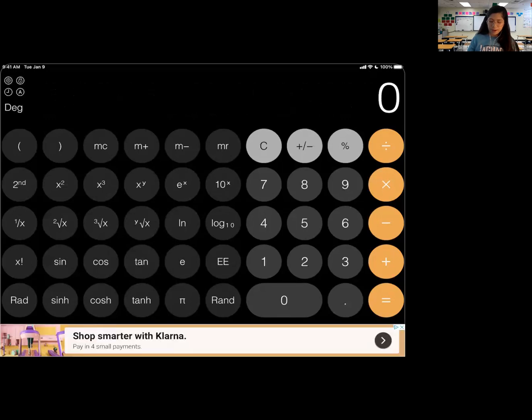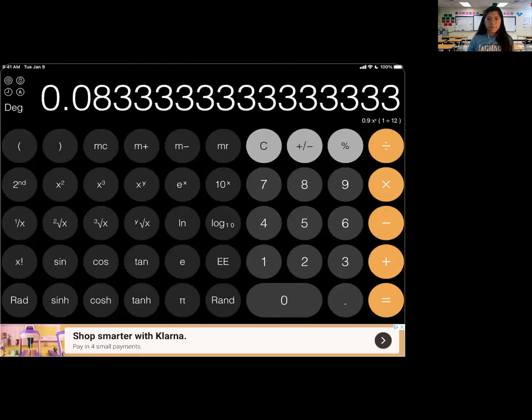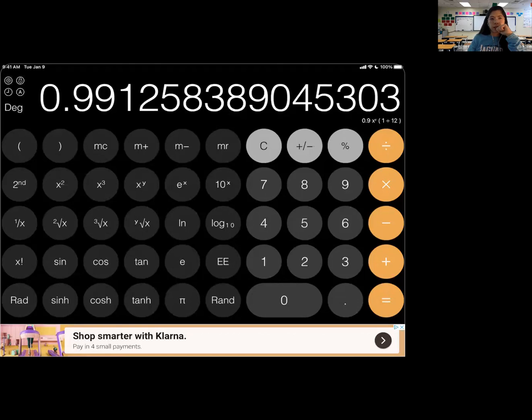So 0.9 to the power. Now what do I do here? Parentheses, right? Open the parentheses. Get your fraction in there, 1 divided by 12, 1 over 12. Close your parentheses. Don't forget to close them. But that's not my answer. Now, what do I have to do? Hit equals. So there it is. There's my answer.